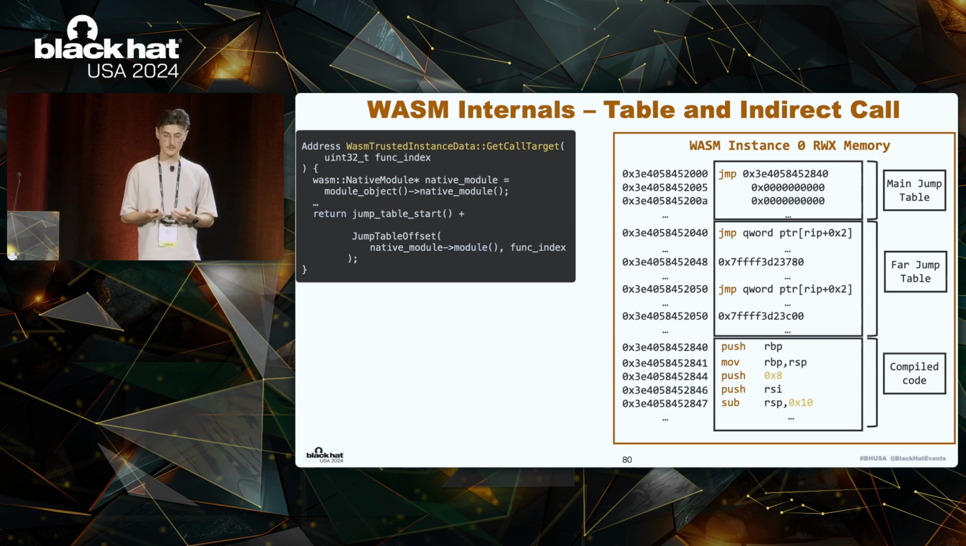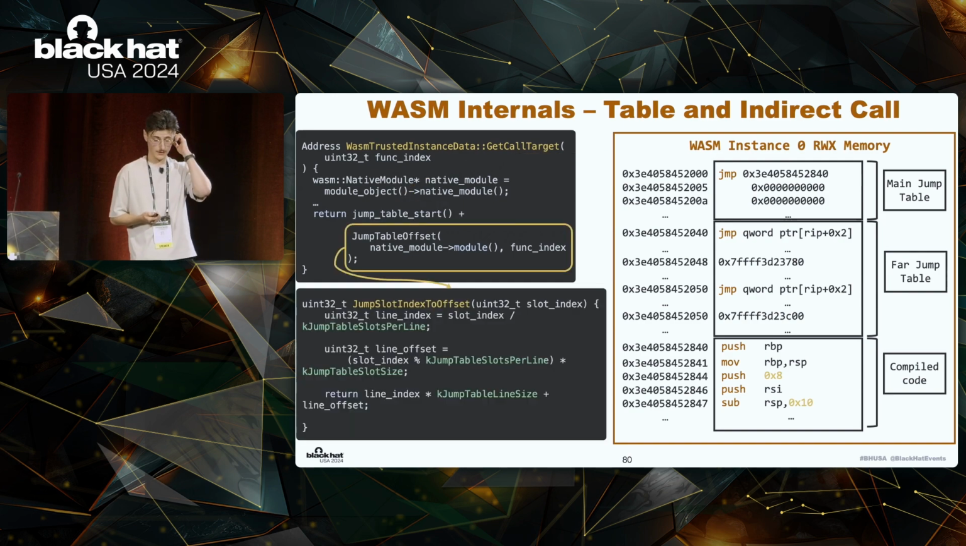Maybe a bit more precision about how the call target is actually computed. It is based on the jump table start, which is the base address of the main jump table, plus an offset, which is computed based on that equation. You don't need to remember the equation, just that the equation is based on the function index.